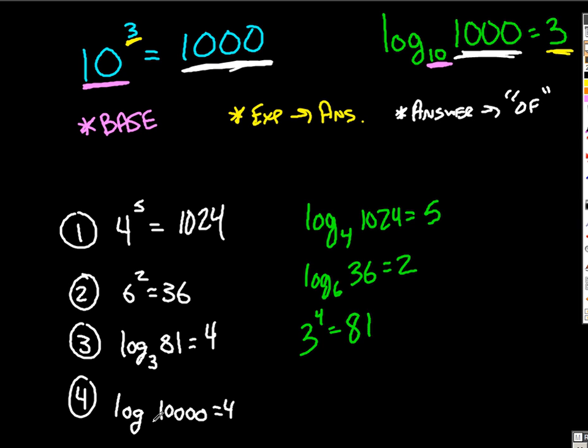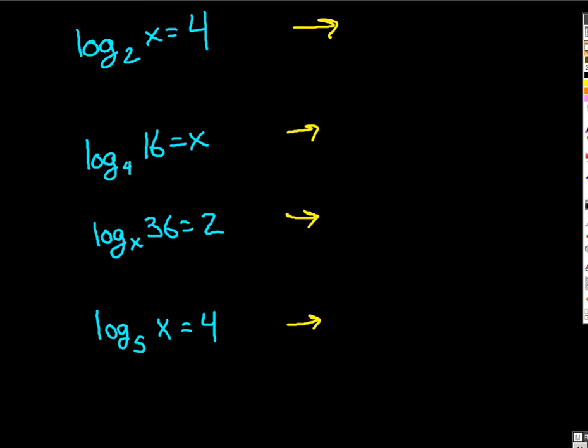Now this one, well, what's my base? I don't have a base listed. Whenever there's no base listed, we go with our normal base 10 system. So base is 10. 10 to the 4th equals 10,000. That's how we do these equations. So we can use these now to solve equations. And the best way to do it with these log equations is just to rewrite it. So in this first one, I'd rewrite it as 2 to the 4th equals x, which means x equals 16.